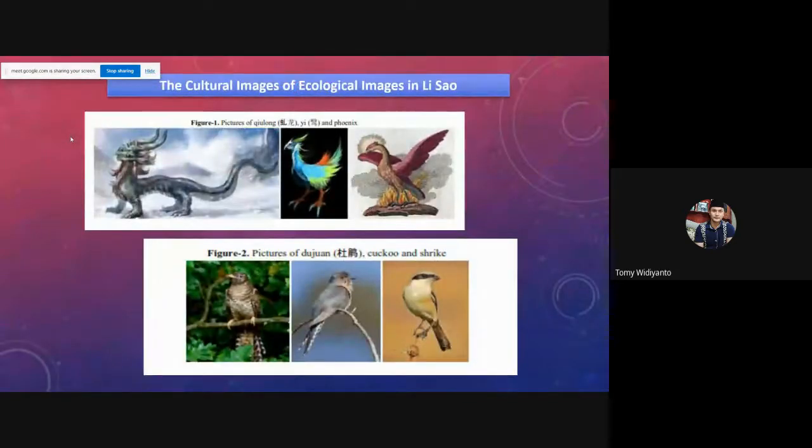Okay, and the cultural images of ecological images in Li Sao can be seen like the 6 images on the slide. The most left is about dragon, and then the right side is a bird, and then the bottom one is also a bird. Okay, continue to the next slide, please.